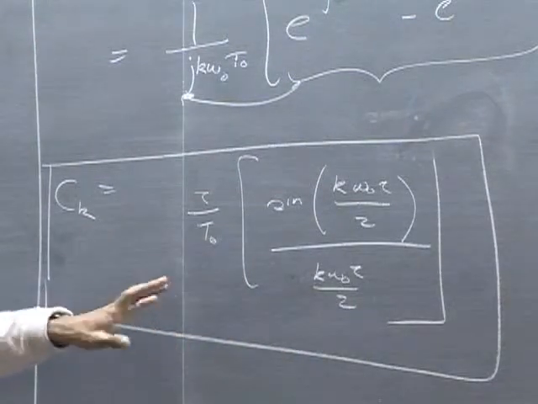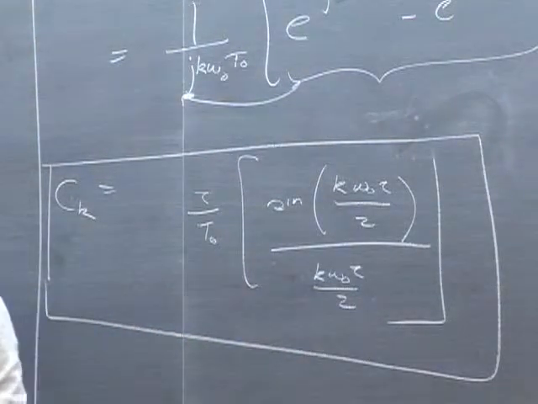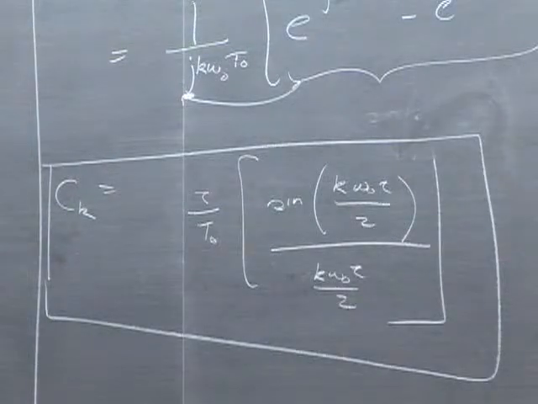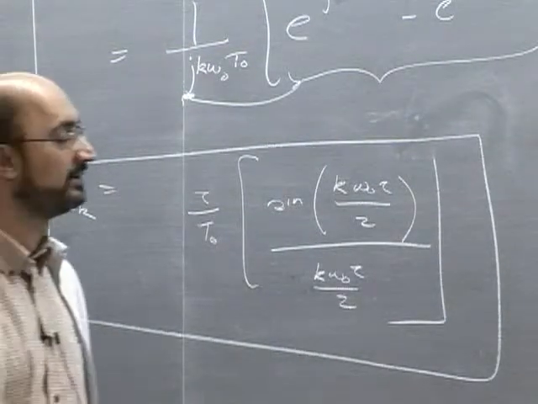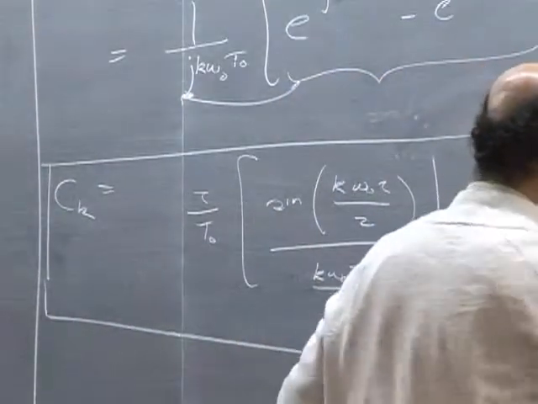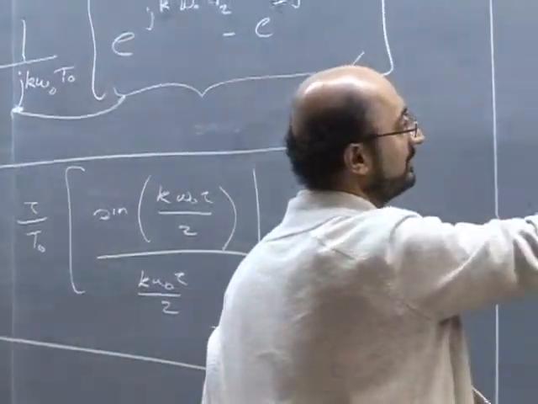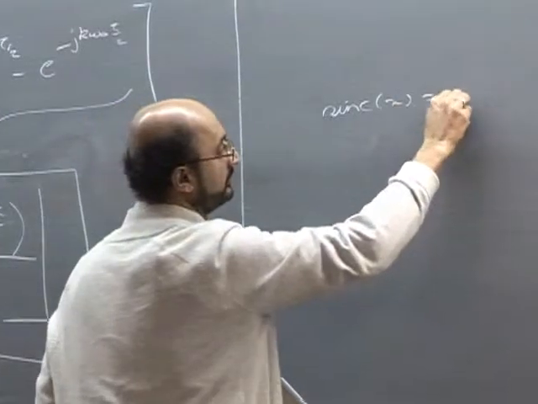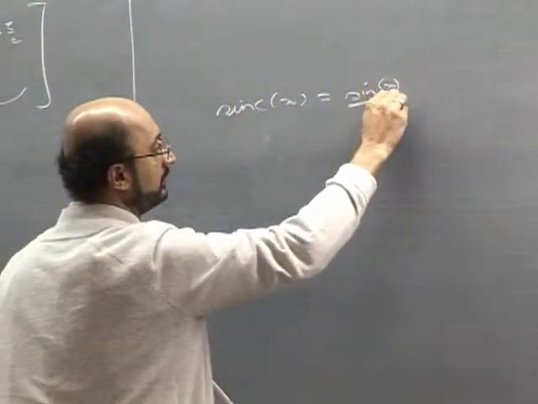Why do I want this particular form? Because sine x over x is a nice function, and I'll tell you what this nice function means. So we define the function sinc x equals sine x over x.